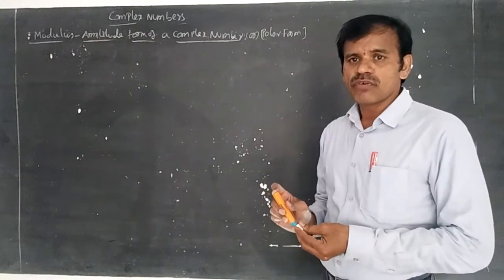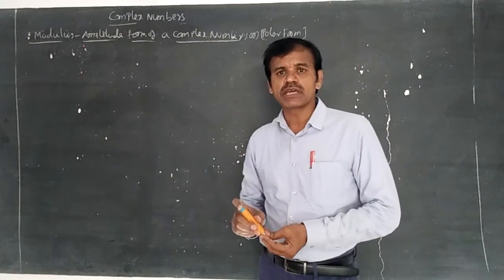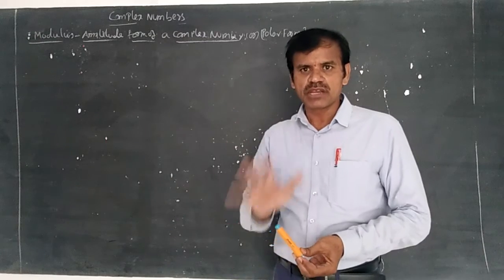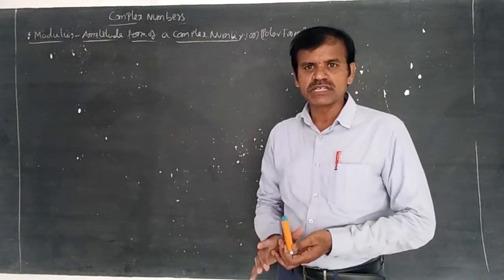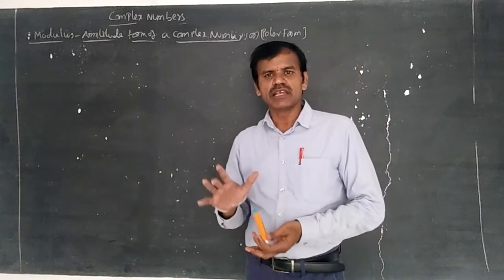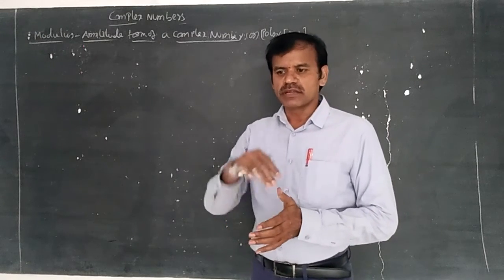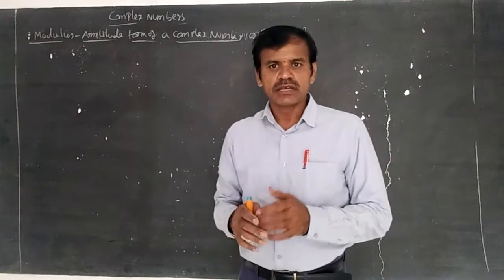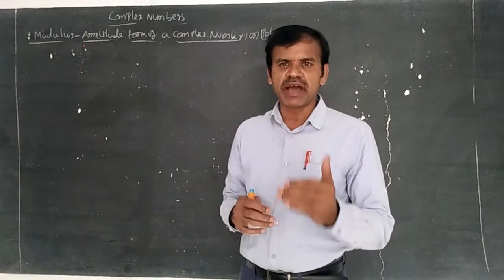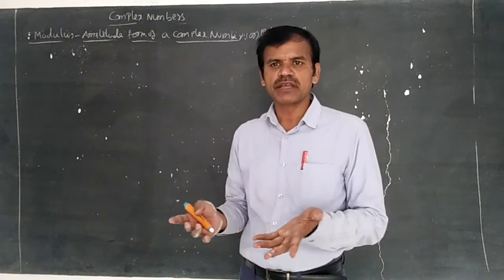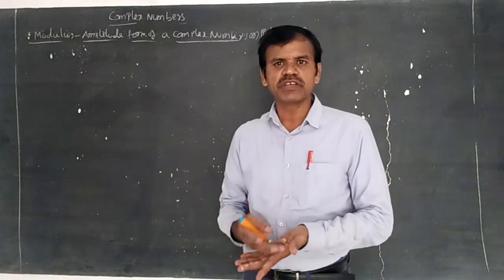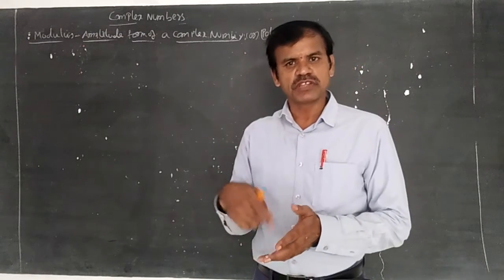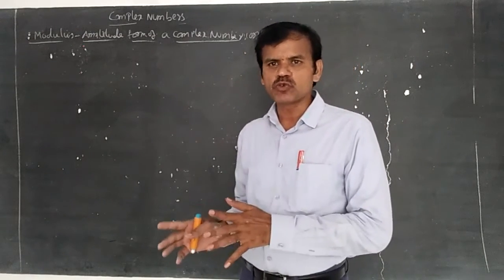In polar form, you can take the angle from 0 to 2 pi. But in the modulus amplitude form, the mathematicians defined that the rotation, negative and positive, should be between minus pi to pi. The difference between pi and minus pi is 2 pi. So minus pi to pi, or pi to minus pi, the difference is 2 pi only.